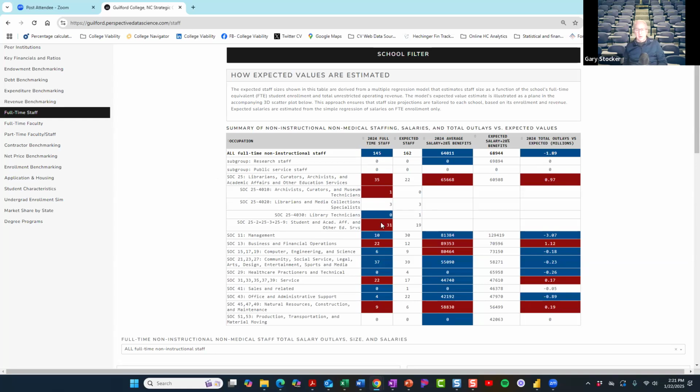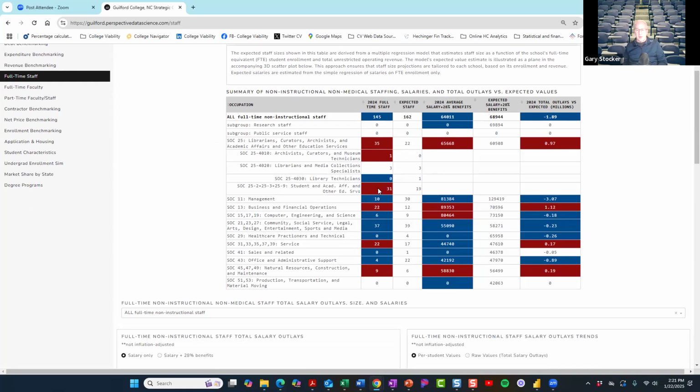As we look on down, we're looking for big differences. Nothing right through here. We can look at student and academic affairs and other educational services, and we can see that our demo college is quite a bit higher than the peer college group that we're looking at. We can look at management and see management is quite a bit lower in terms of full-time staffing, non-academic staffing. We can also see the compensation is substantially lower than the peer group. And we can see that the college is ahead about $3 million in change in that category.